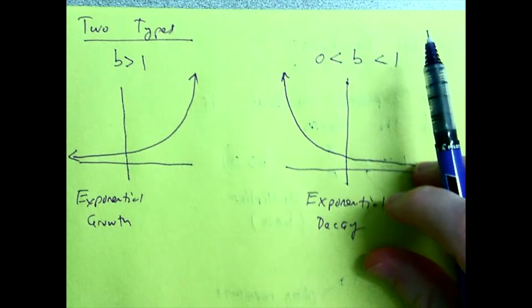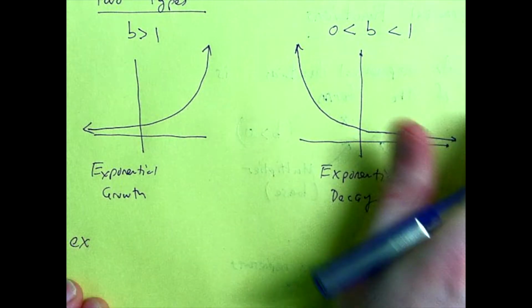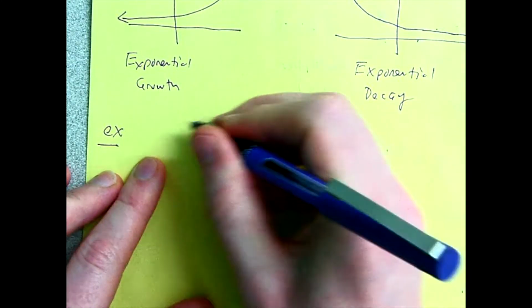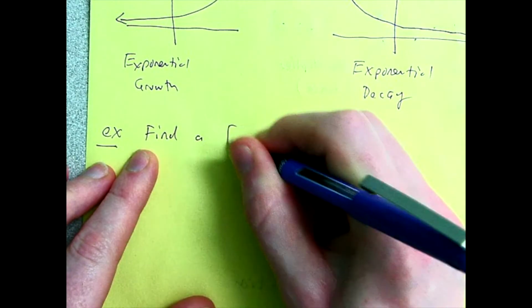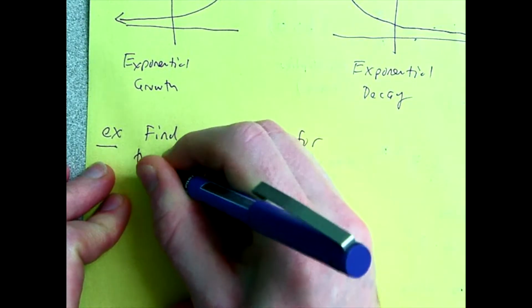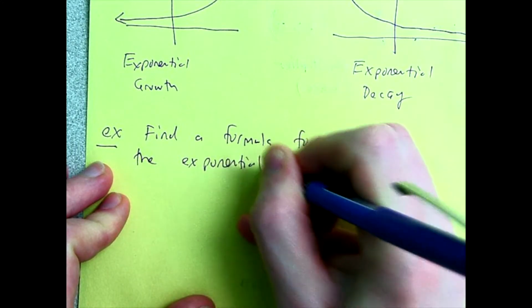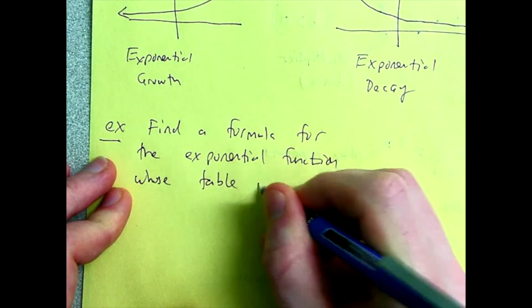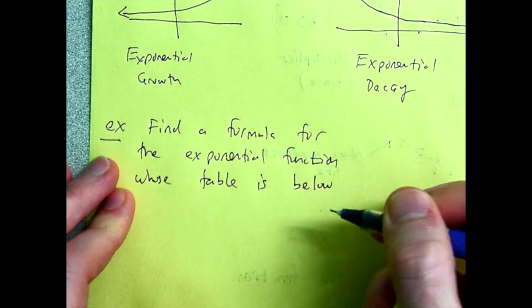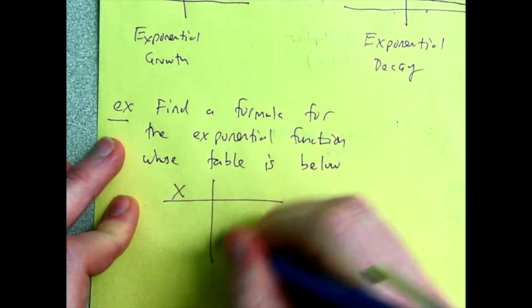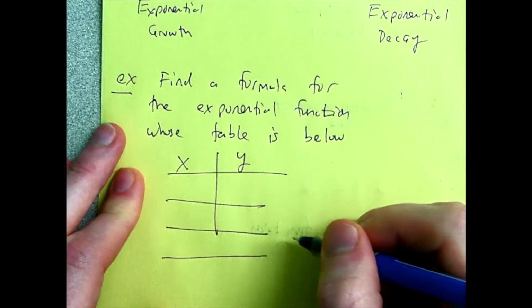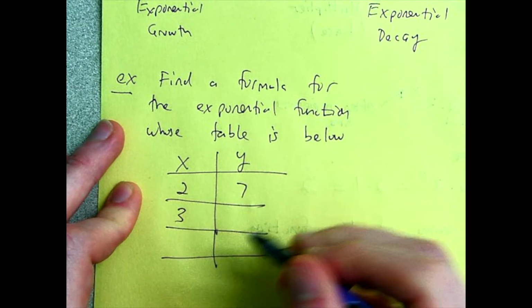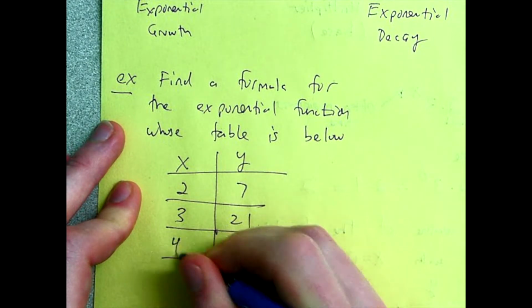Okay, so let's do a quick example. Very often you see these kinds of problems in textbooks. So here's the example. Find a formula for the exponential function whose table is below. So here are some x and y values. Let's say when x is 2, y is 7. When x is 3, y is 21. When x is 4, y is 63.